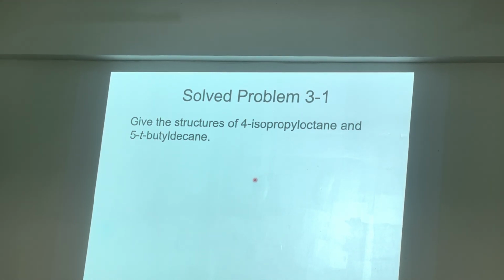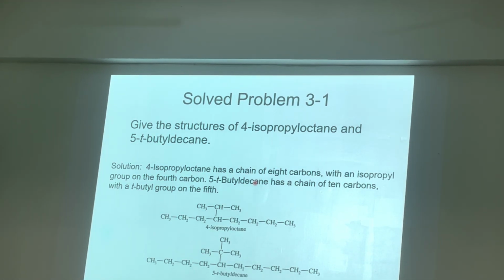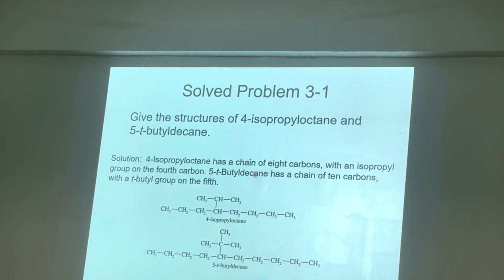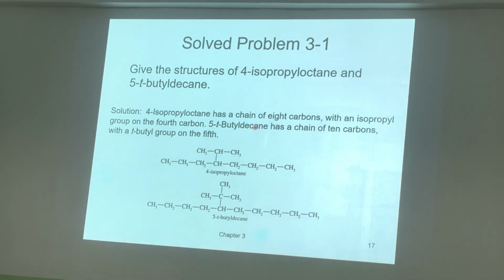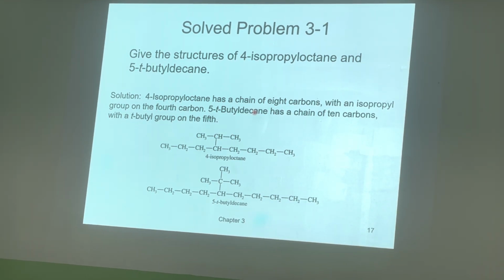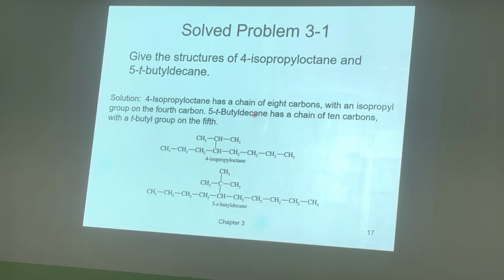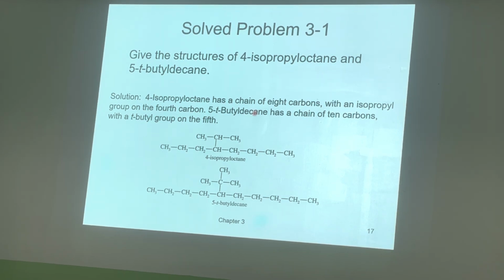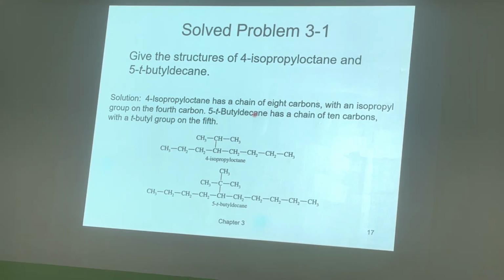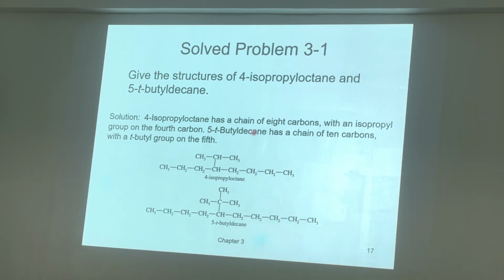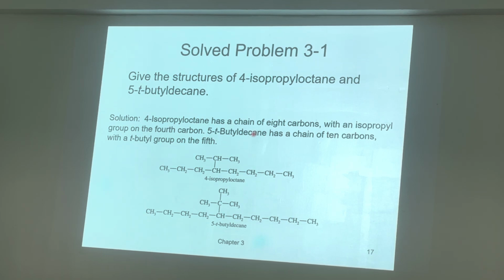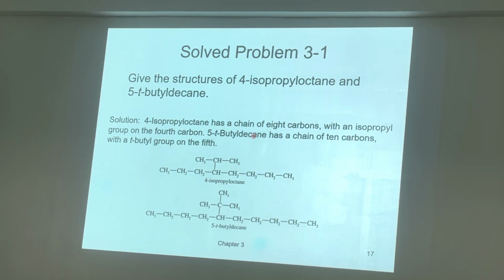Alright, so let's look and see the structures if you don't have the correct structures. You have the 4-isopropyl, so on carbon 4 you have the isopropyl group, and then the octane representing 8 carbons. Then the 5-tert-butyl, so you have decane, and then on carbon 5 you have the tert-butyl group. Question? Like 8 carbons, this is supposed to have 10.